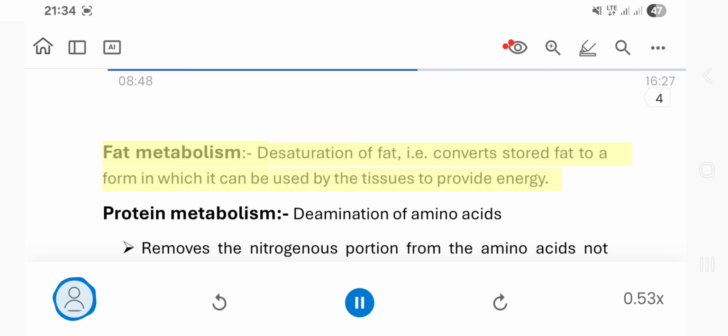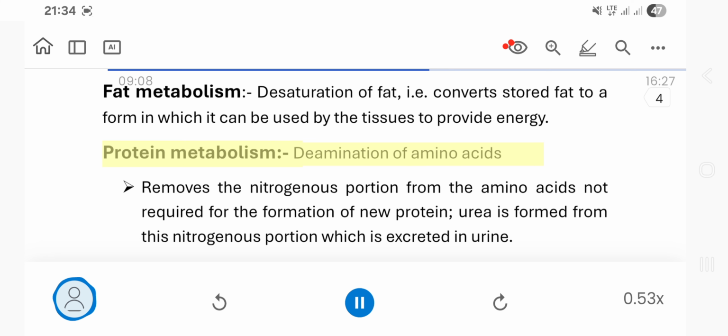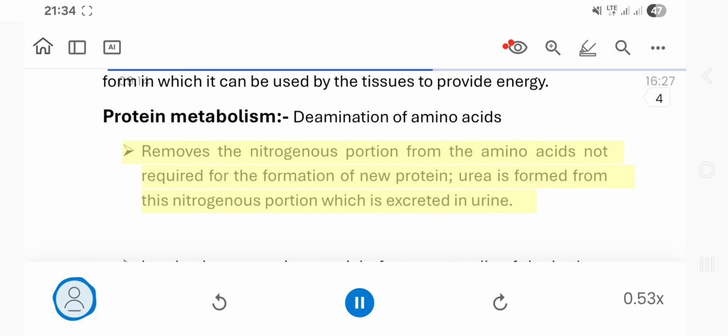Fat metabolism: desaturation of fat, i.e. converts stored fat to a form in which it can be used by the tissues to provide energy. Protein metabolism: deamination of amino acids removes the nitrogenous portion from the amino acids not required for the formation of new protein. Urea is formed from this nitrogenous portion which is excreted in urine.